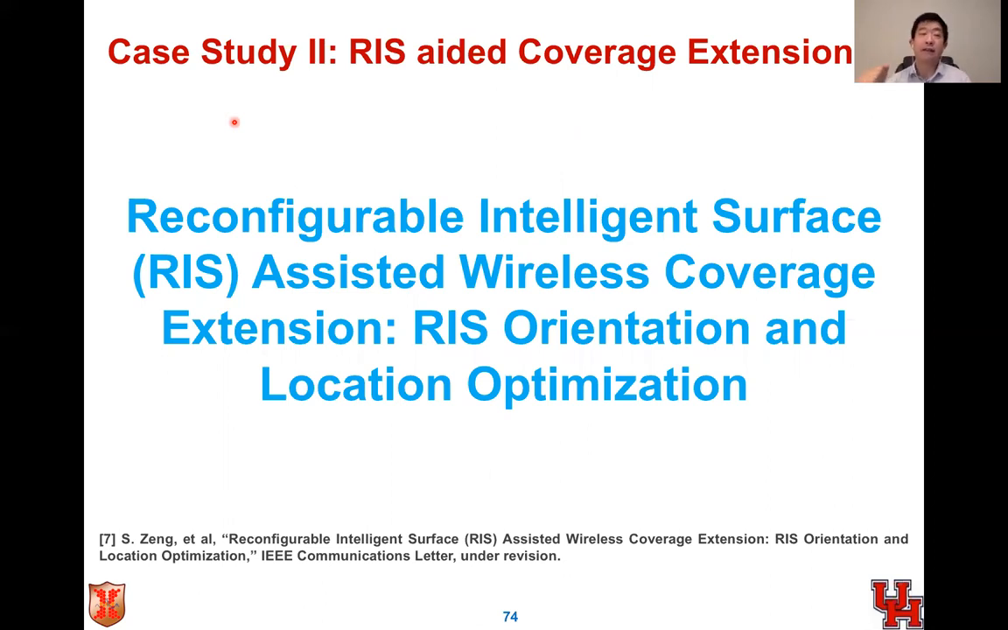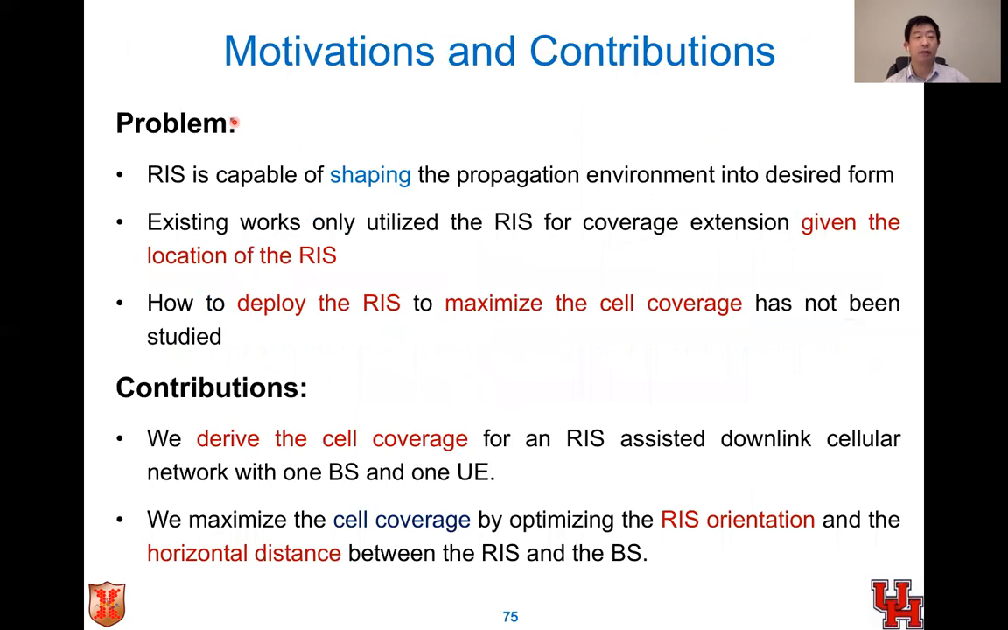So this is the first case study. The second case study is RIS-assisted wireless coverage extension. Basically, we want RIS orientation and location optimization. The problem is that RIS is capable of shaping the propagation environment, because it's just reflection.